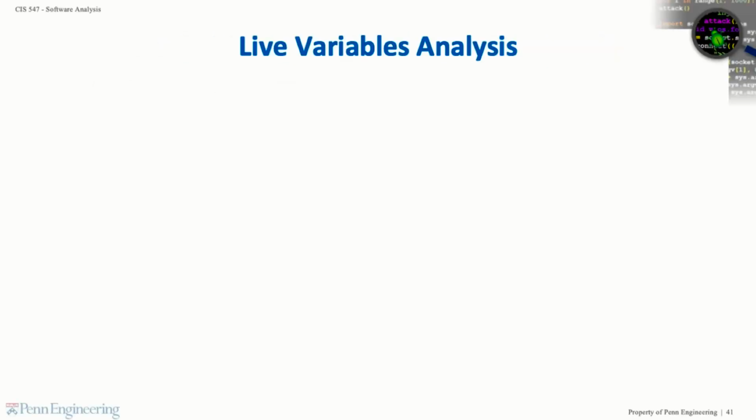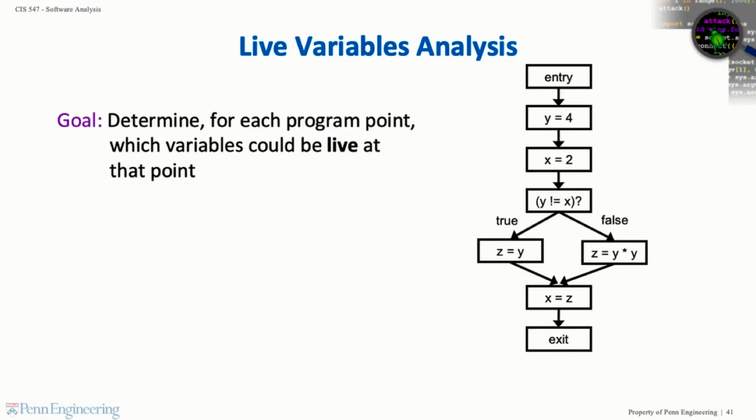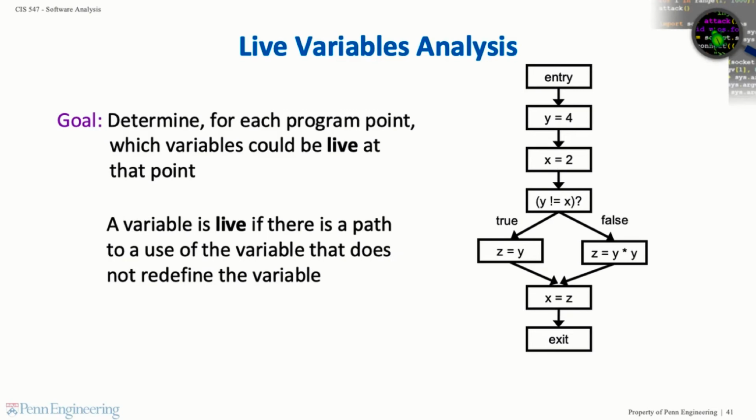Now let's move on to the final of our 4 classical data flow analyses, called live variables analysis. The goal of live variables analysis is to determine for each program point which variables may be live at the point, where a variable is live if there is a path to a use of the variable that does not redefine the variable. Let us look at the following example program. There are 3 variables in this program: x, y, and z.